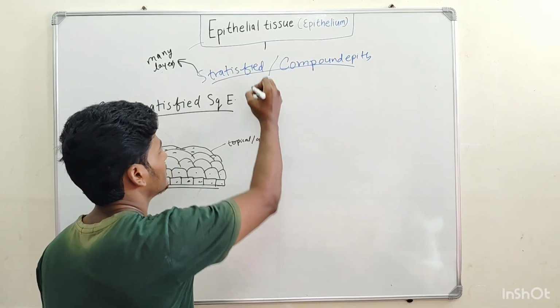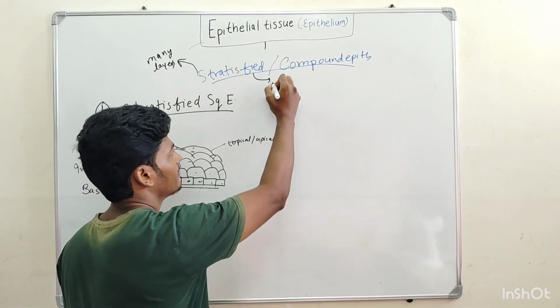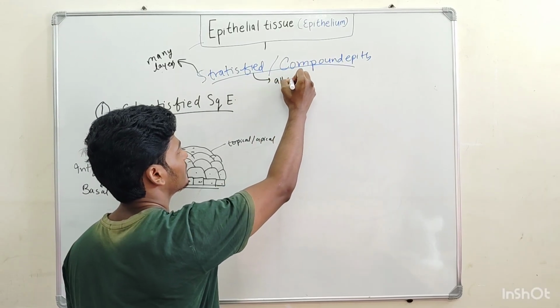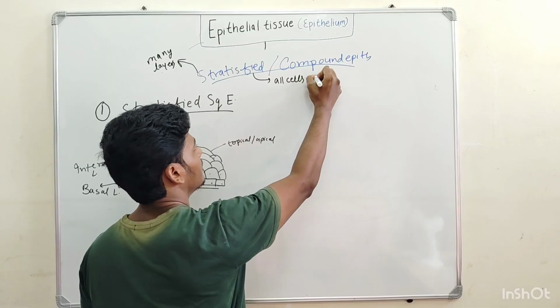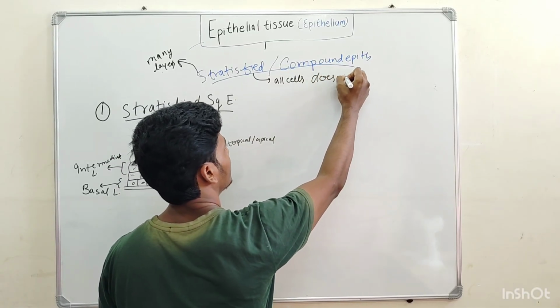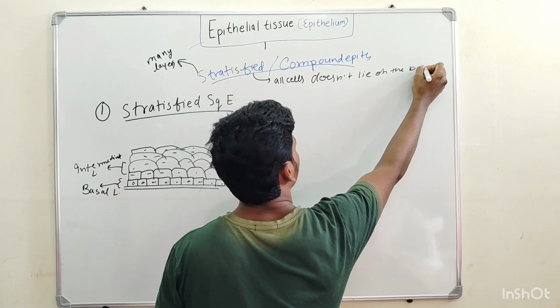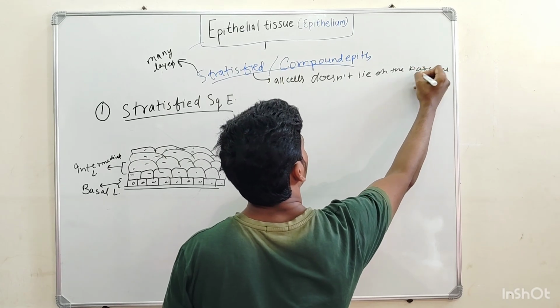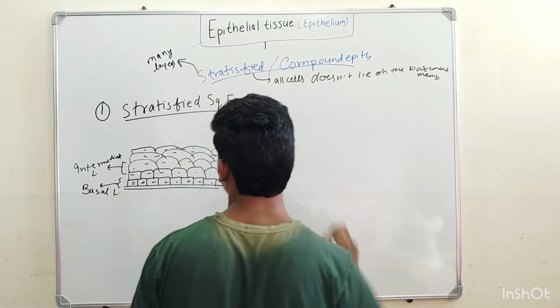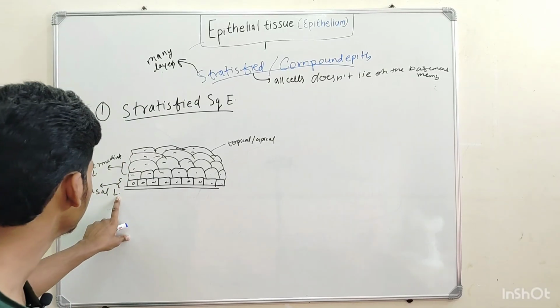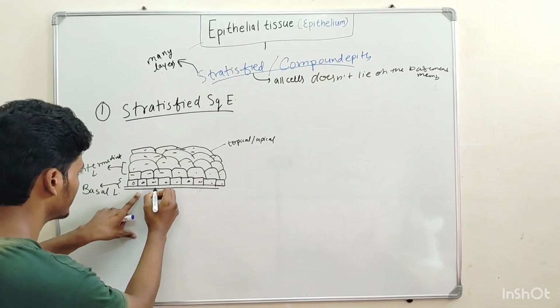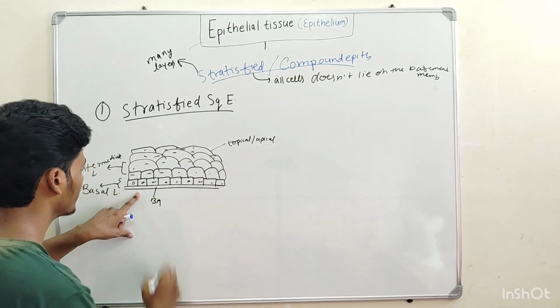So what is the feature of stratified epithelium? The most important feature is that all cells do not lie on the basement membrane. Only the basal layer is in contact with the basement membrane. This is the basement membrane.